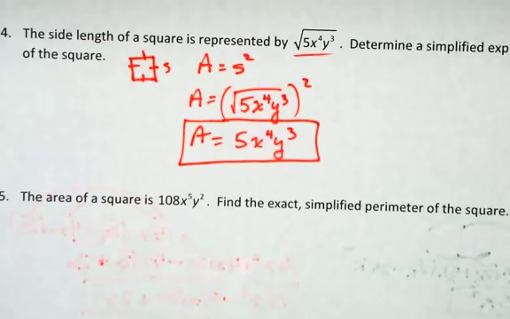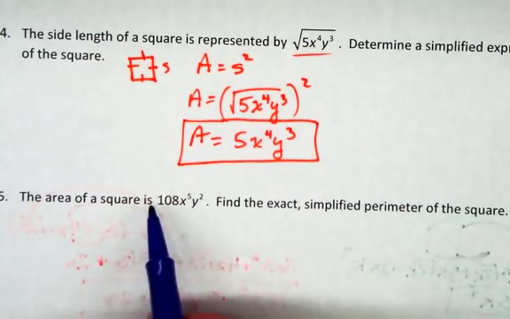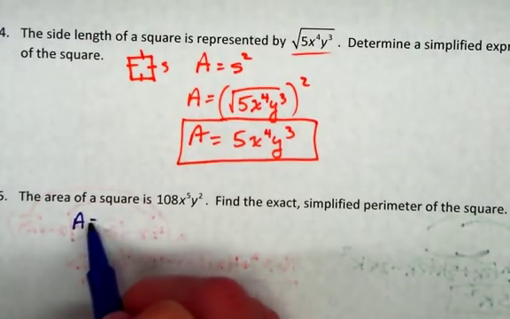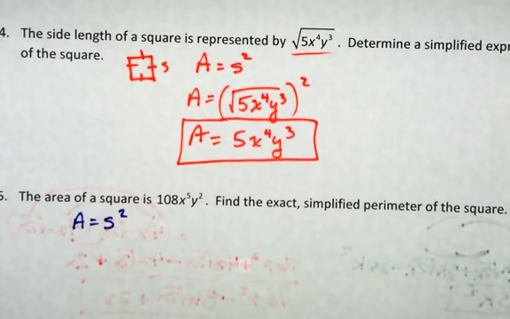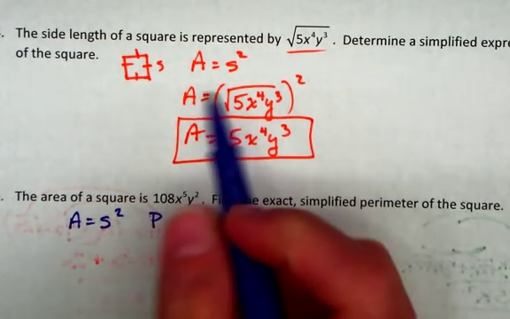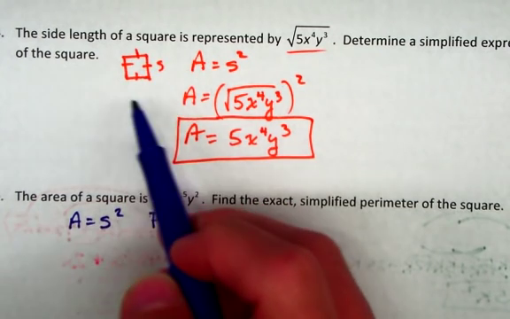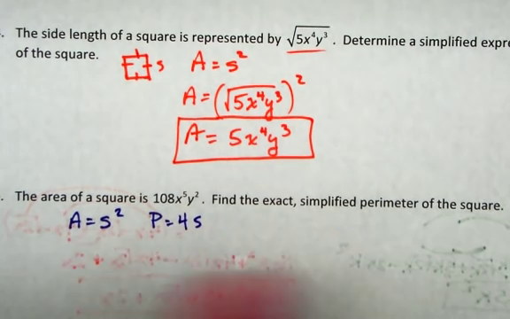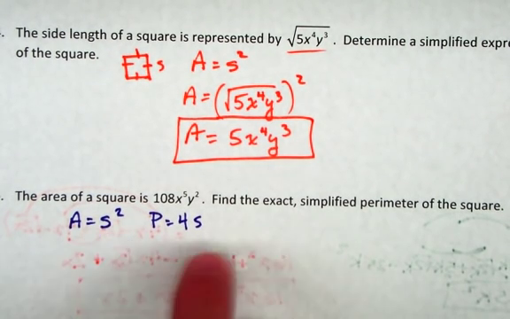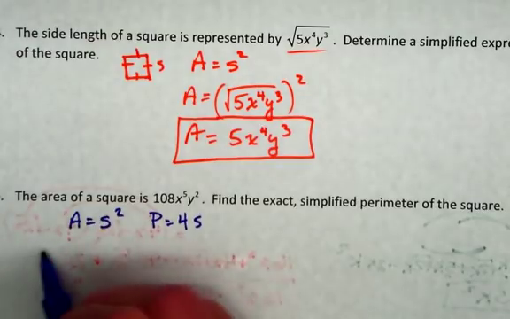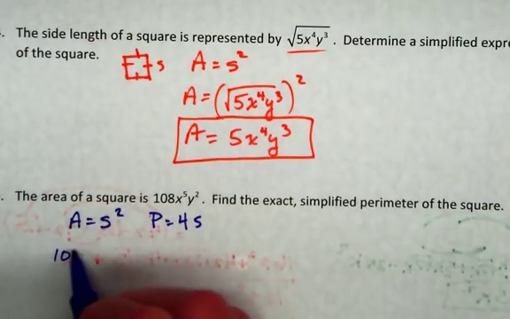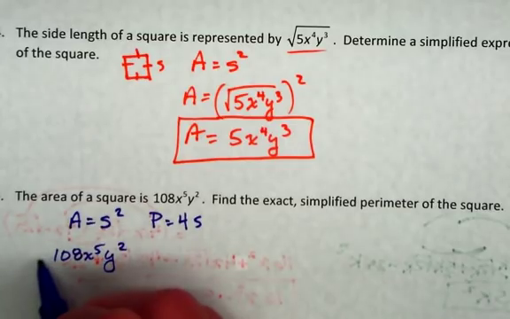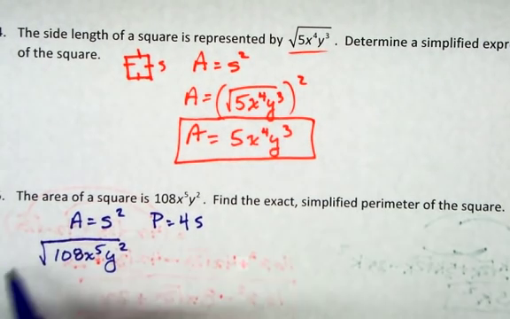Now for number 5, they give you the area of the square and they want us to find the perimeter. So we know the area of a square is s squared. And the perimeter of a square, we're going to add up all the sides, s plus s plus s plus s. The perimeter is 4s. So if we can find the side, then we can multiply it by 4. So for the area, if it's 108x to the fifth y squared, if I'm going to solve for the side, I need to take the square root of this.